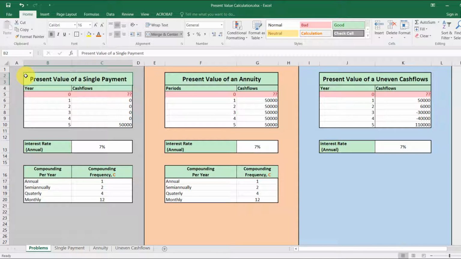Alright, in this video we'll see how to calculate the present value of a single payment, then of an annuity, and finally of a series of uneven cash flows using Microsoft Excel.